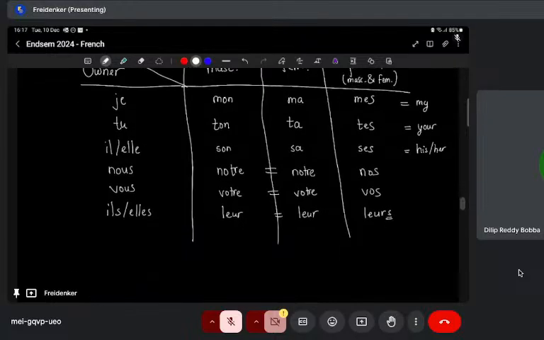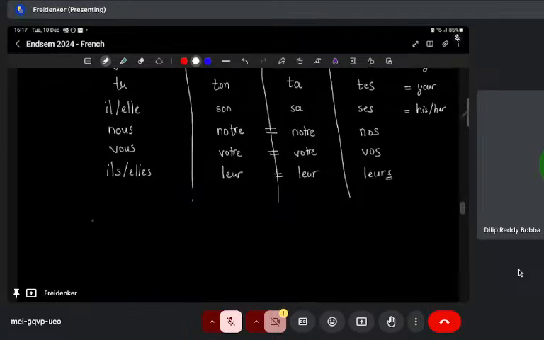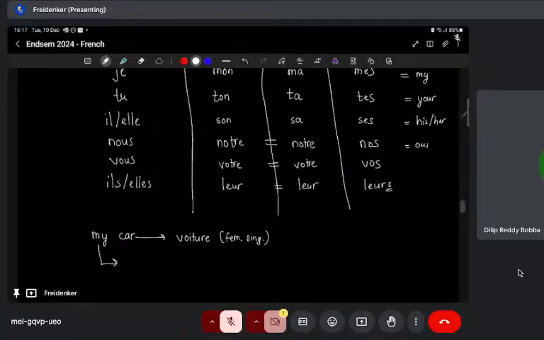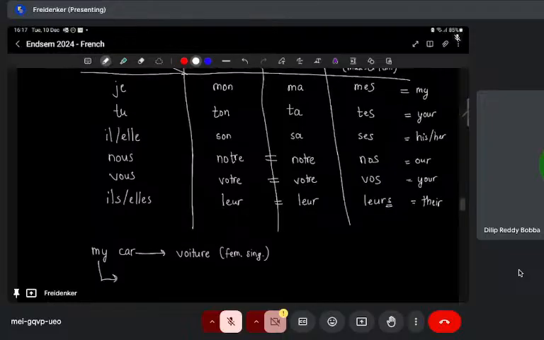We'll look at some examples. Let's say you want to say this is my car. In French, we know car is voiture, and it is feminine singular. So what is my going to be? This is also your, and this is their car.